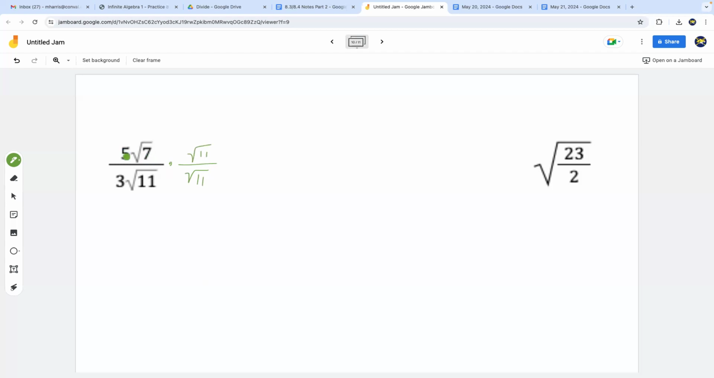Right, now we just multiply. 5 root 7 times root 11 is 5 root 77. 3 root 11 times root 11 is 3 root 121. 121, square root of that is 11. So we have 3 times 11, which is 33. So we have 5 root 77 over 33. 5 and 33 can't be simplified. That's our final answer.